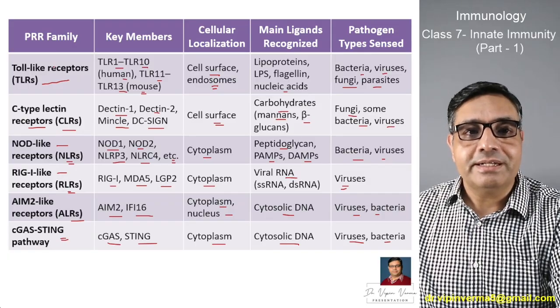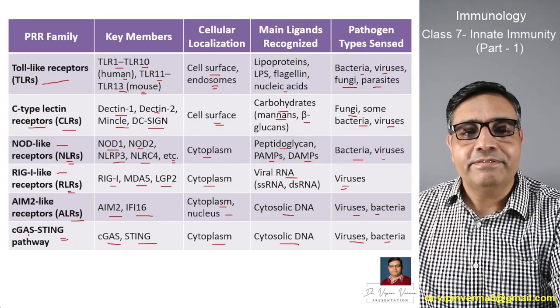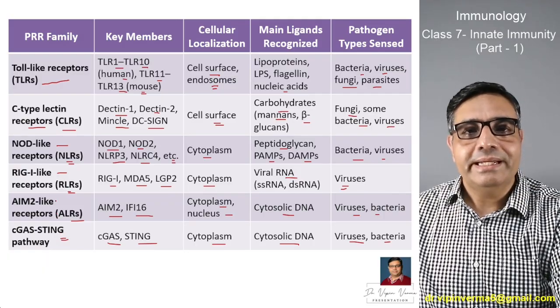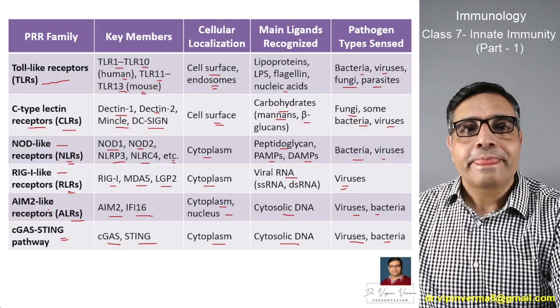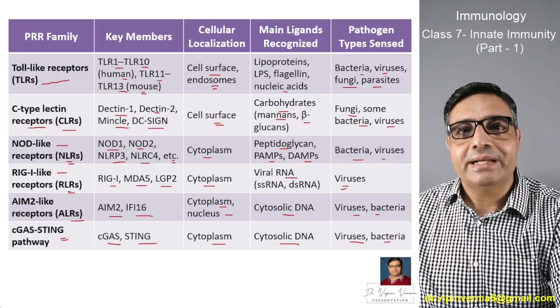So you see overall, as per our current understanding, we have the TLRs, CLRs, NLRs, RLRs, ALRs, and cGAS-STING. Total 6 types of PRRs in a family form. Now we will see each family in slightly more detail and how they recognize their ligands.